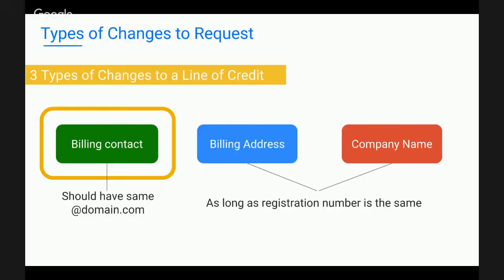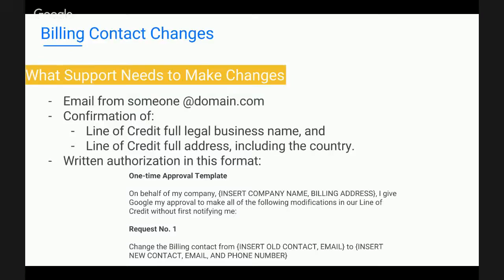If you want to change the billing contact on a legal customer, all you need to do is send us written approval from an email address with the same @ in the email. Just saying, hey, Whitney@mycompany.com should be taken off of the legal customer, and Kathleen@mycompany.com should be added on as the billing contact on the legal customer. So there you go. Email from somebody at the domain and the written authorization.